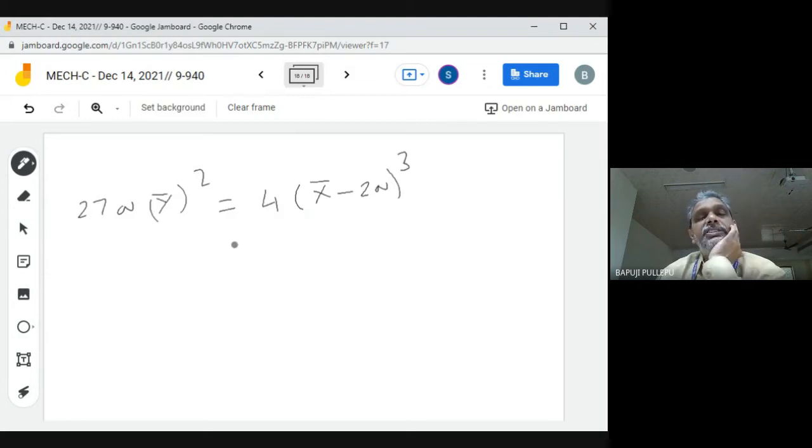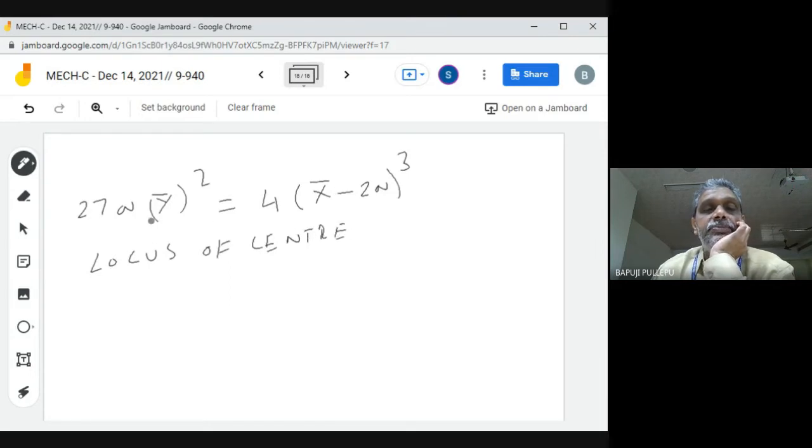Yes, that is locus of center, meaning for all centers, the bar I will remove. So, locus of center is what? Evolute. To find evolute, locus of center, you can remove the x bar y bar, just small x small y you can write. This is understood for all x y, for all x y it satisfies.